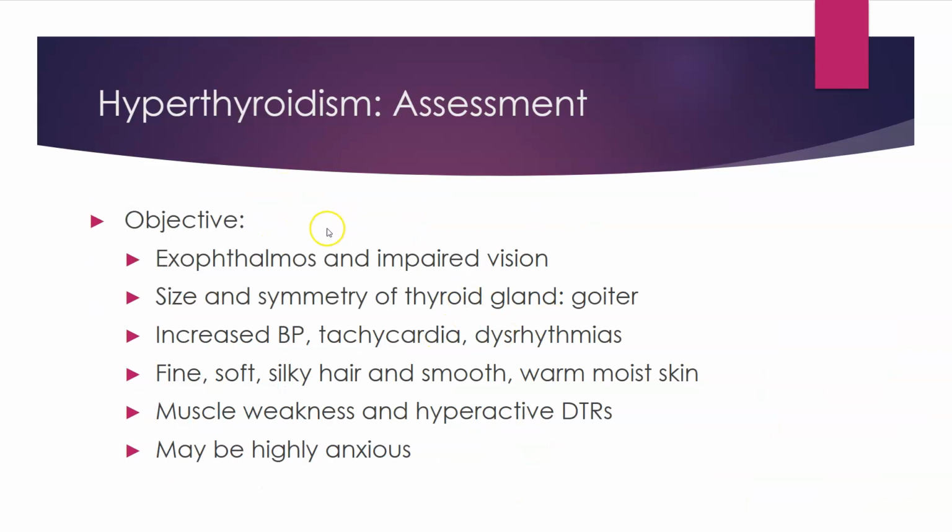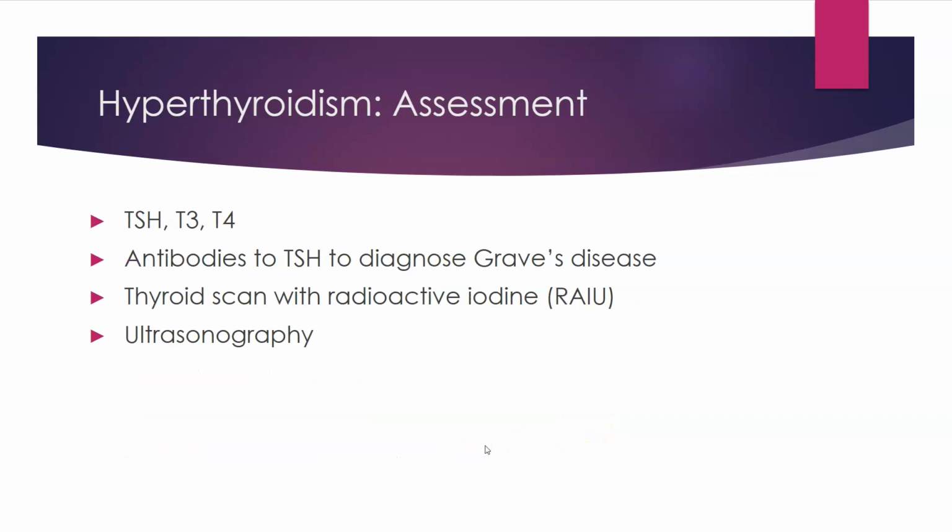So objectively, what we might see is exophthalmos and impaired vision, and changes in the size and symmetry of that thyroid gland, so you might see some goiter, increased blood pressure, tachycardia, or dysrhythmias. Their hair is going to change to be finer, softer, and silkier. Their skin might be more warm and you might see an increased metabolic rate with that. Muscle weakness, hyperactive DTRs, and they might be anxious with this.